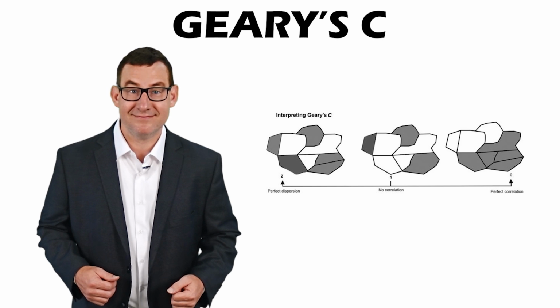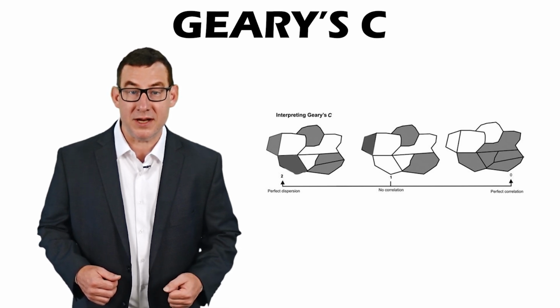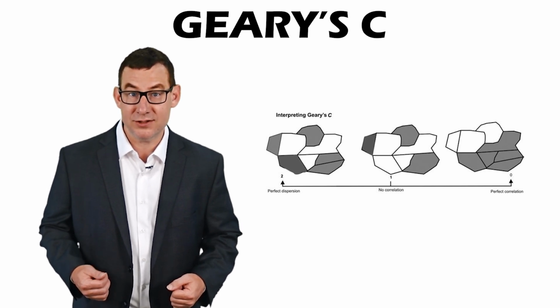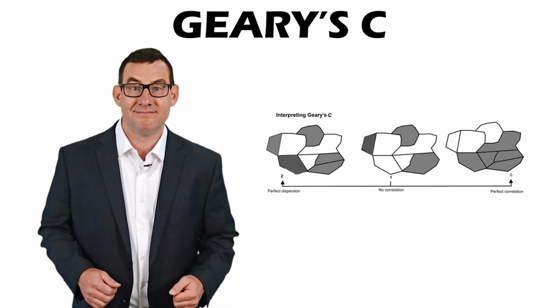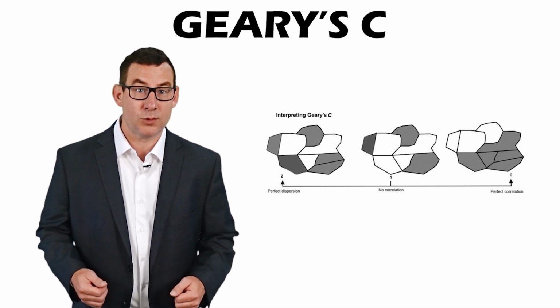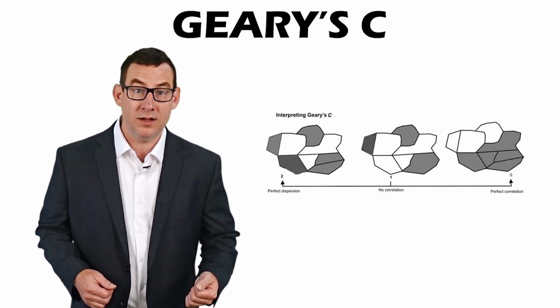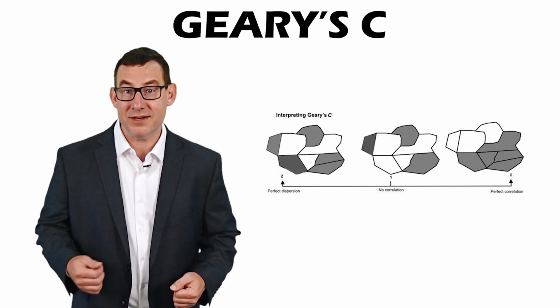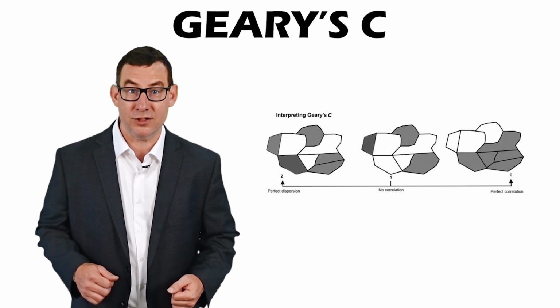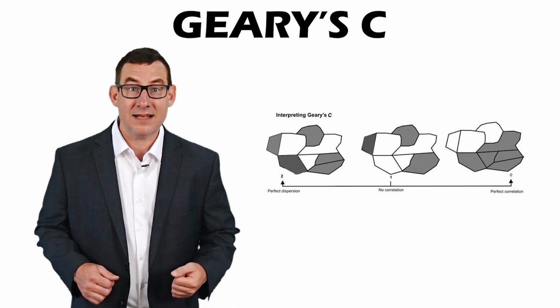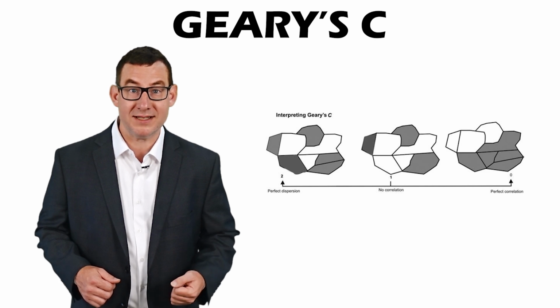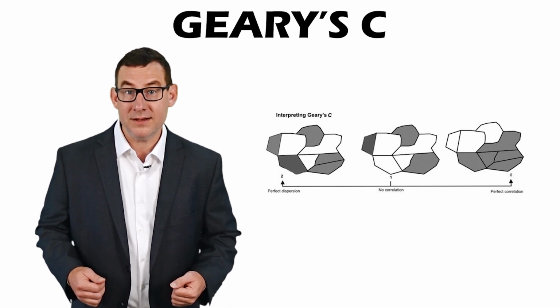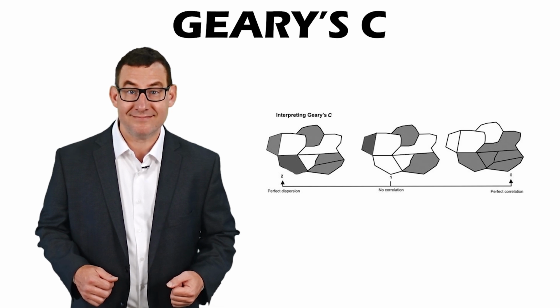Geary's C. Geary's C measures spatial autocorrelation. Geary's C is inversely related to Moran's I. Geary's C uses the sum of squared distances, whereas Moran's I uses standard spatial covariance. Geary's C values range between 0 and 2. Less than 1 means positive spatial autocorrelation. 1 means no spatial autocorrelation. 2 means perfect dispersion.